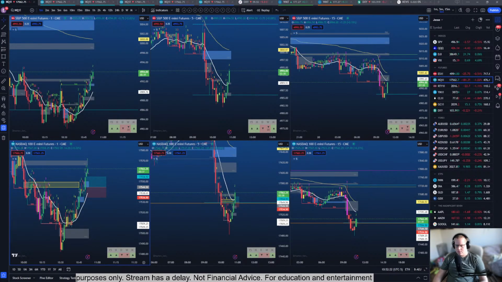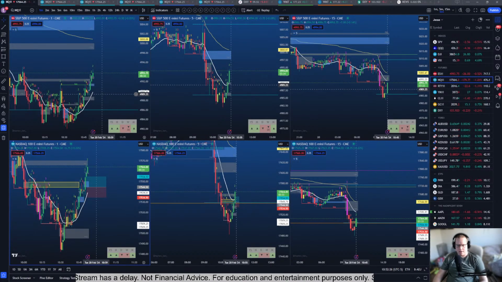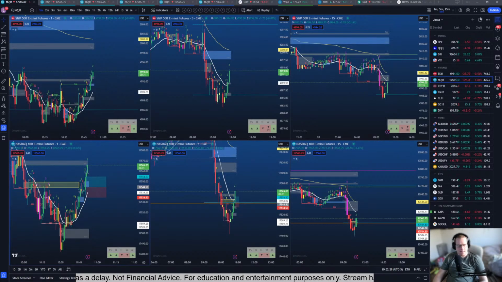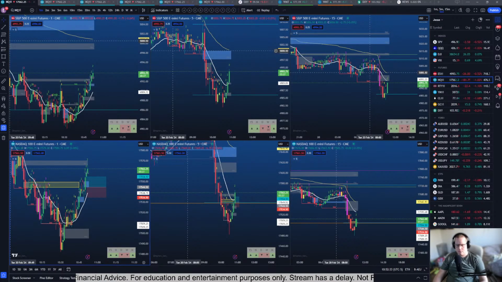I want to be patient on these types of moves. I would say there's a potential that we can retrace all the way up to the change of character on the 1 on ES, back at our level of 3/4. So there is a chance that we can open drive up to that level.